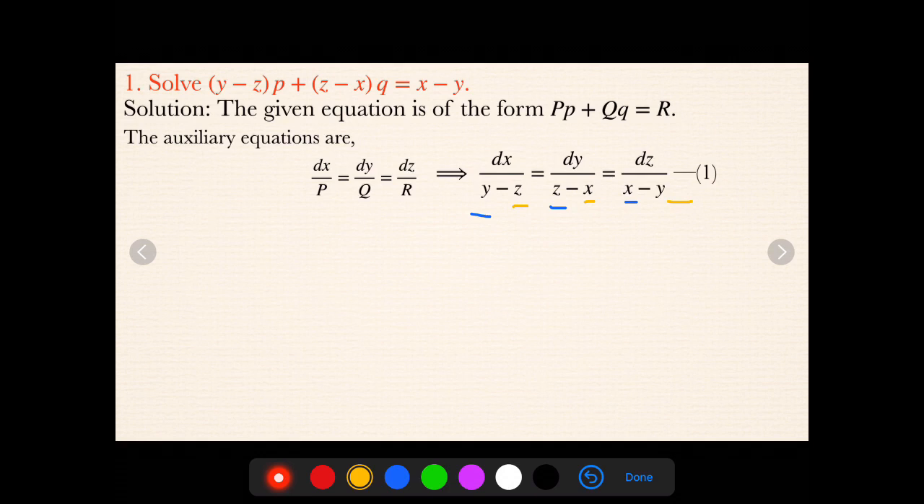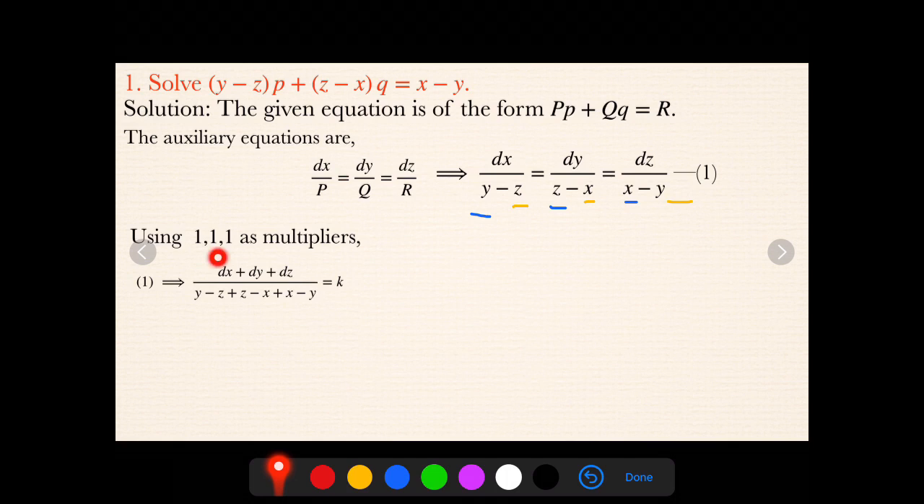And also observe there are alternating signs, plus and minus. So in these cases definitely the multipliers will exist. Since all the powers are equal to 1, I will choose a constant multiplier 1, 1, 1. Now observe what happens. I am multiplying 1 into dx, 1 into dy, 1 into dz, divided by 1 into y minus z plus 1 into z minus x plus 1 into x minus y. If you observe carefully, plus y minus y cancel, minus z plus z cancel, x and x cancel. So all the terms cancel.